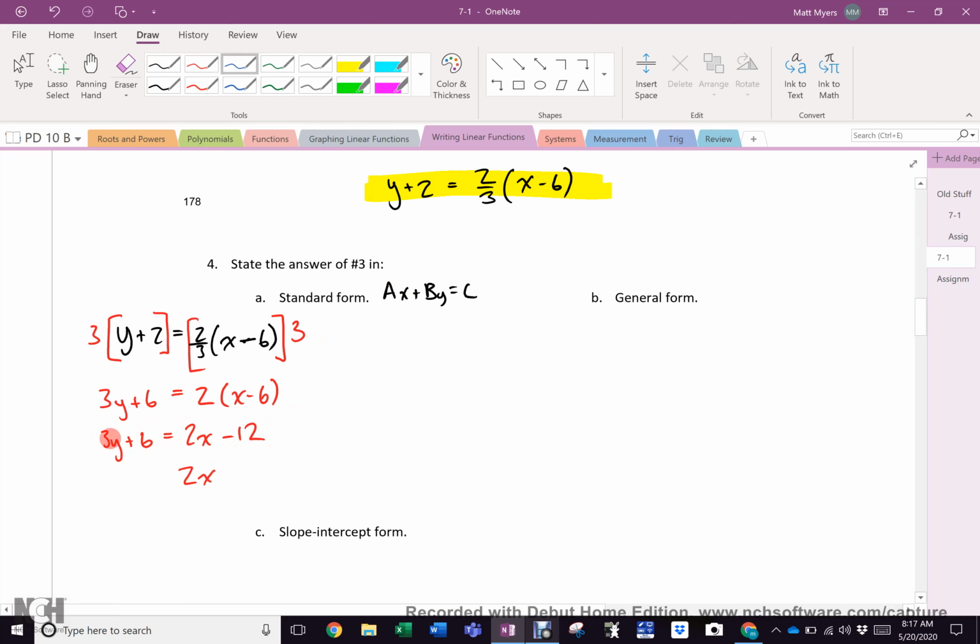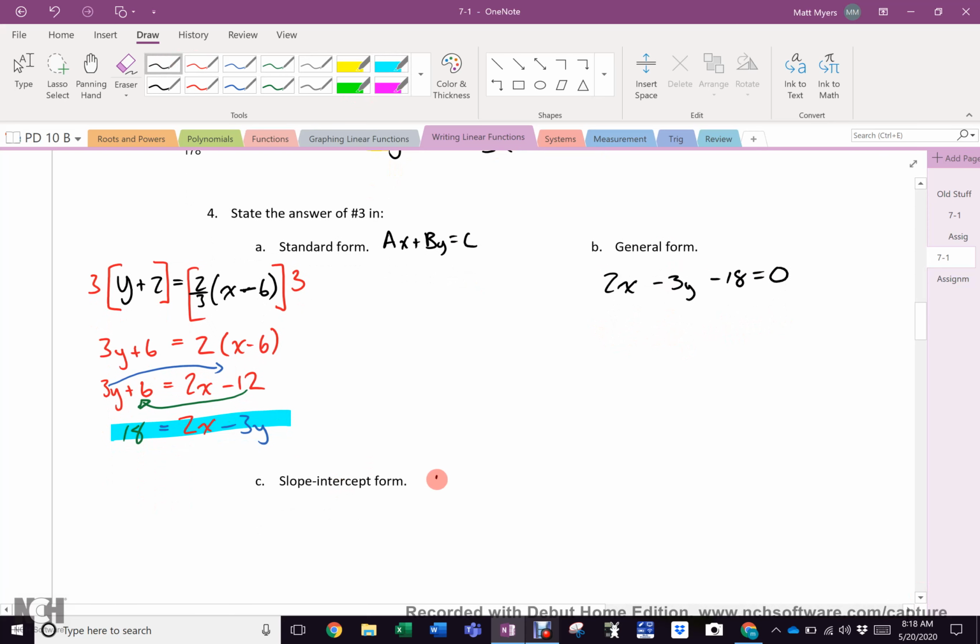2x, I'm going to move that 3y over, minus 3y. There's my x's and y's together, so I better move that 12 over here to be the c. Becomes positive 18. There is standard form. Now to put it in general form, all I got to do is move the 18 over: 2x minus 3y minus 18 equals 0.